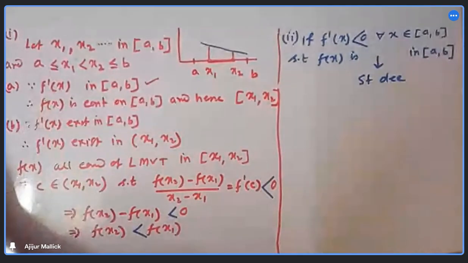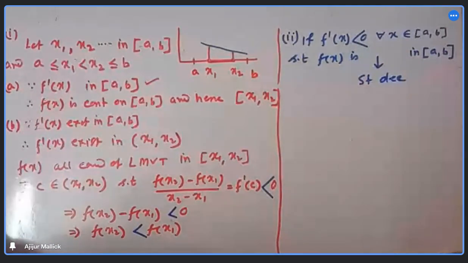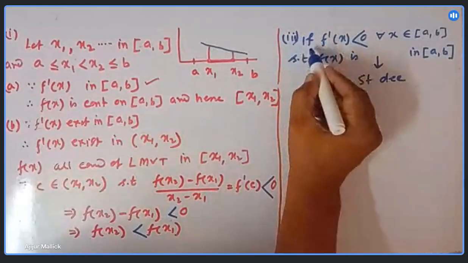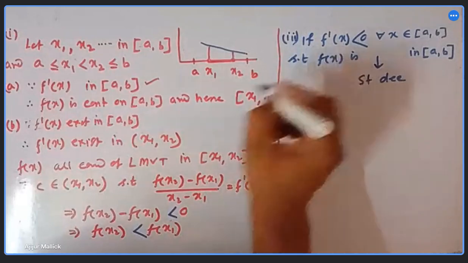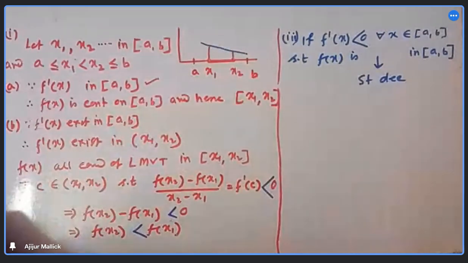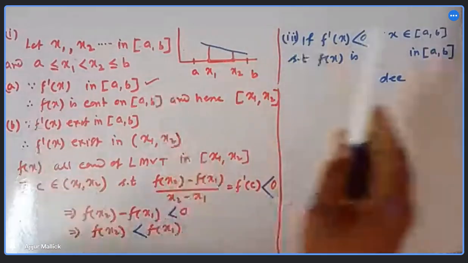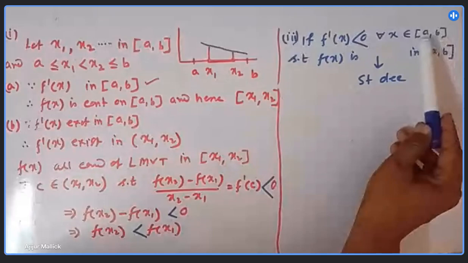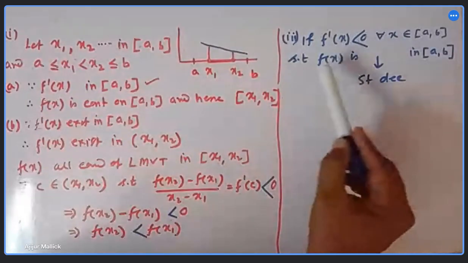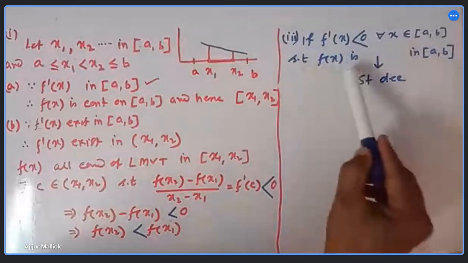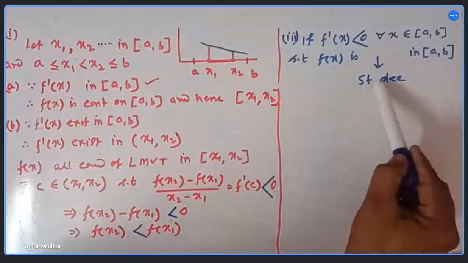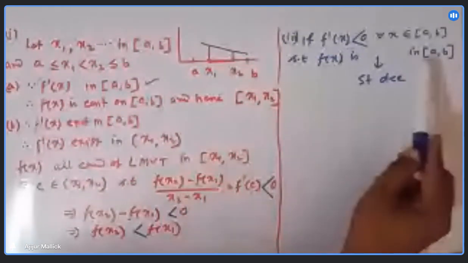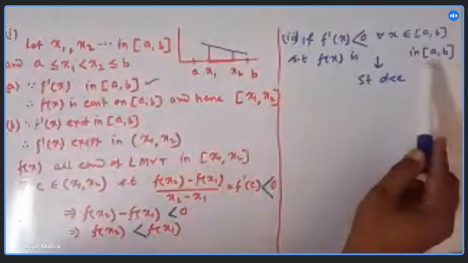Next, write another thing. Number three, this is your homework. If f dash x is less than 0 for all x belonging to the closed interval AB, then show that f(x) is strictly decreasing in the closed interval AB.